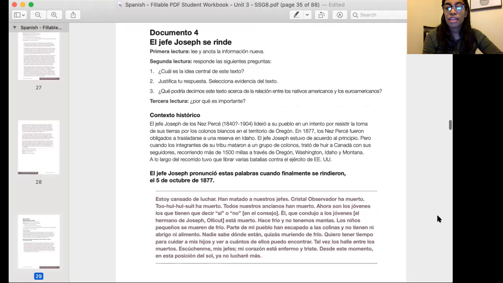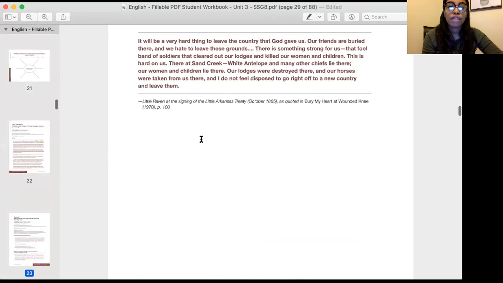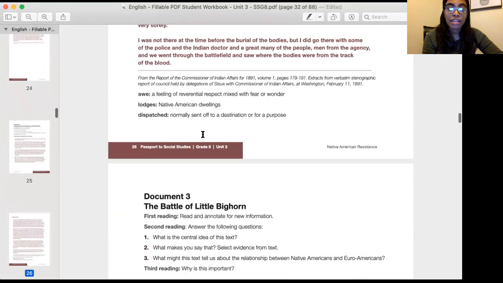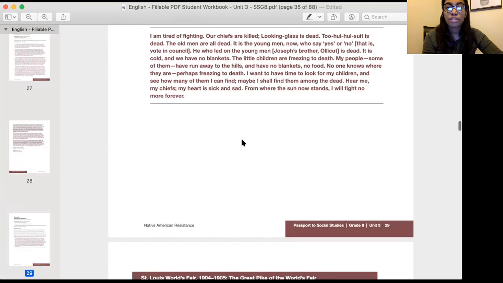Another thing that you want to make sure that you do, while you're previewing this text in the classroom, is highlight the cognates. Cognates are words that look similar, and they tend to occur especially with Romance languages. For example, if we look at this English version of the text, we go to document 4 on page 29 of the student workbooks.